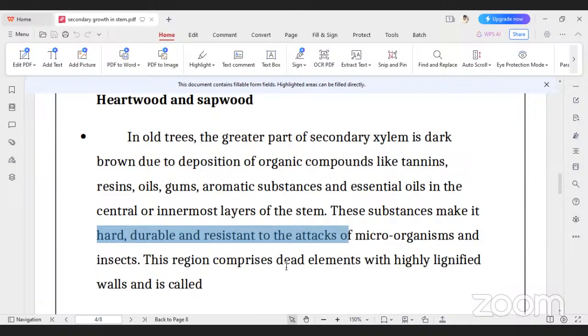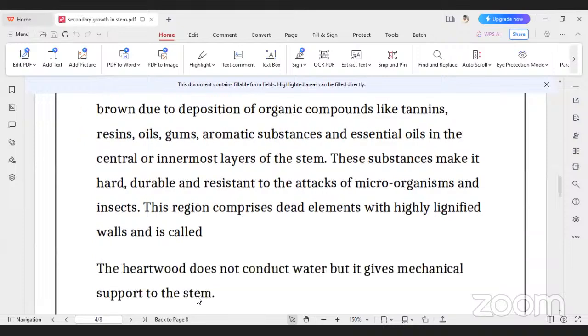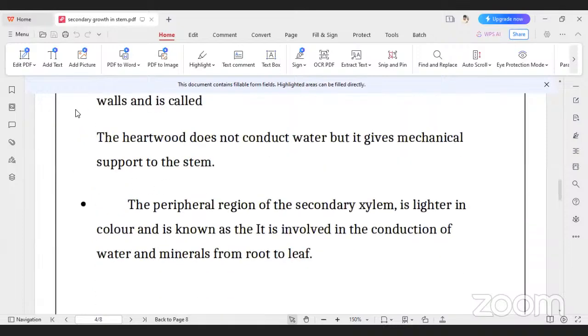This region comprises dead elements, because all the secondary xylem elements are dead and crushed, with highly lignified walls. Already we discussed that the secondary xylem walls are mainly made up of lignin, right? So the secondary xylem is crushed in the center and forms the heartwood. Heartwood is dark in color.